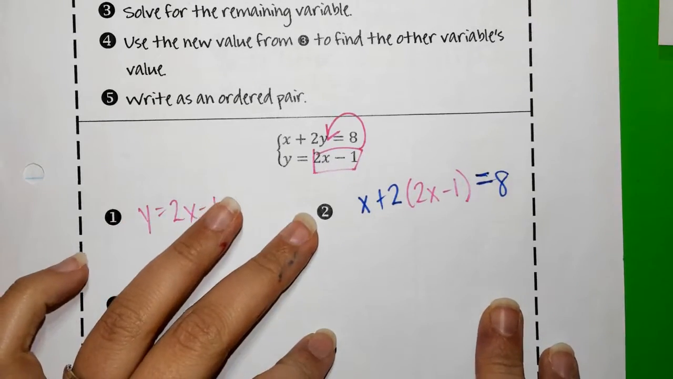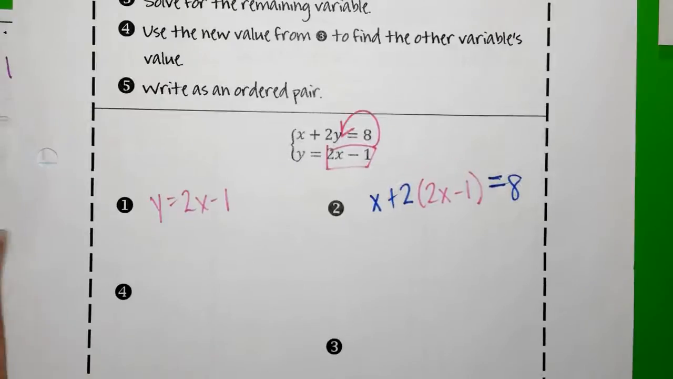Now, step 2 and 3 go together. I'm not sure why I put so much space here. I don't know. Who knows what happened?